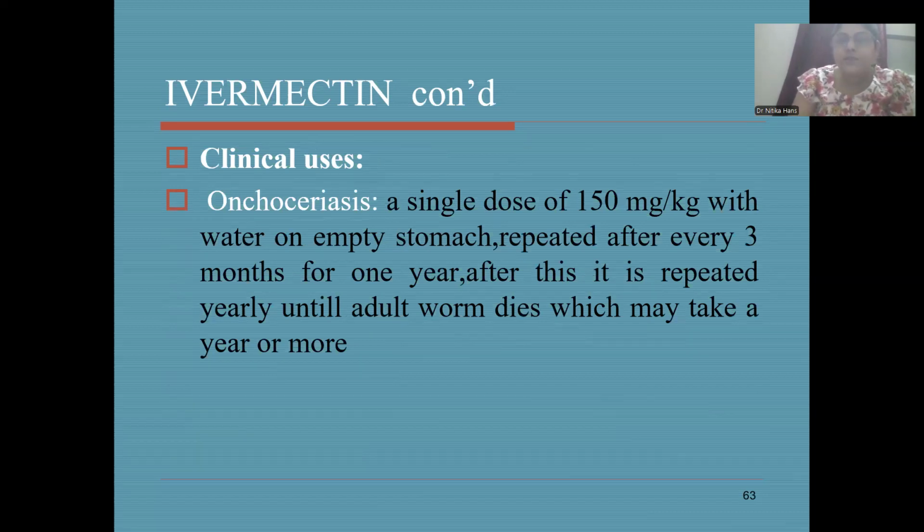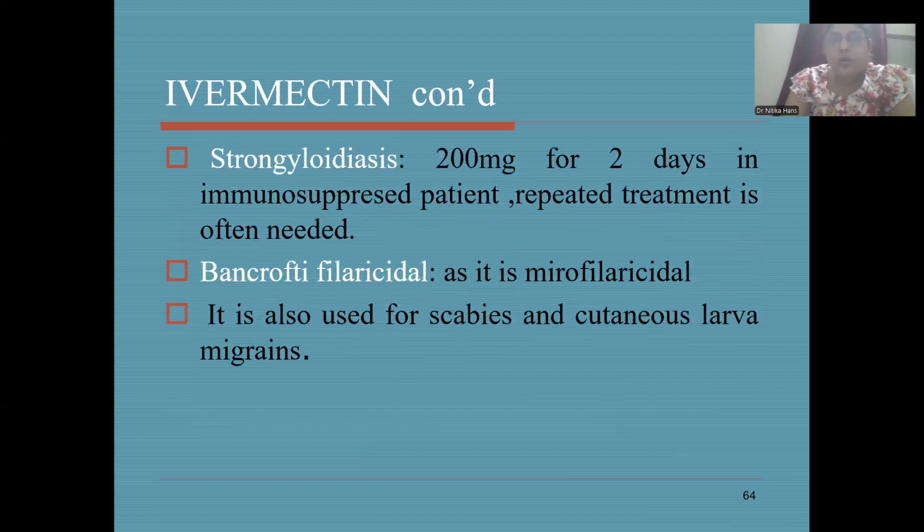In onchocerciasis, a single dose of 150 micrograms per kg with water on an empty stomach is repeated every 3 months for 1 year. After this, it is repeated yearly until the adult worm dies, which may take a year or more. Strongyloidiasis: 200 micrograms per kg for 2 days in immunosuppressed patients. Repeated treatment is needed. It is microfilaricidal in Bancroftian filariasis. It is also used for scabies and cutaneous larva migrans infection.